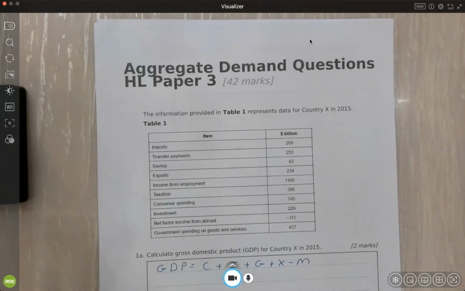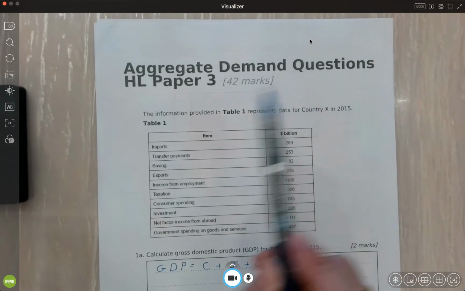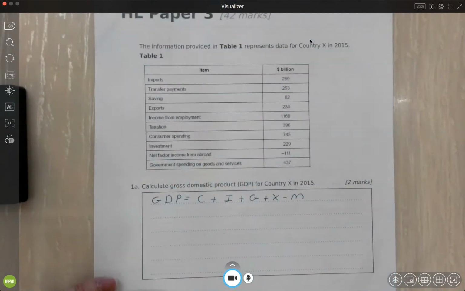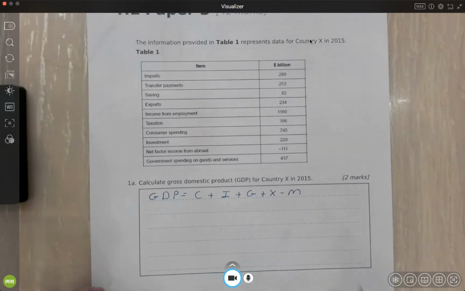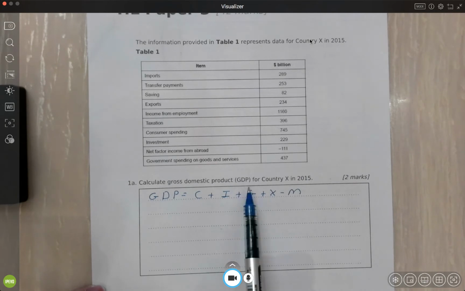Okay, and this is the video for the question pack for aggregate demand questions, which comes up on the paper 3, which is a higher level paper. Okay, so the first question here gives us all this table of data, and it says calculate gross domestic product, GDP, for country X in 2015.